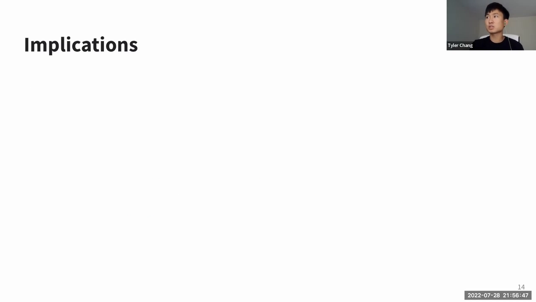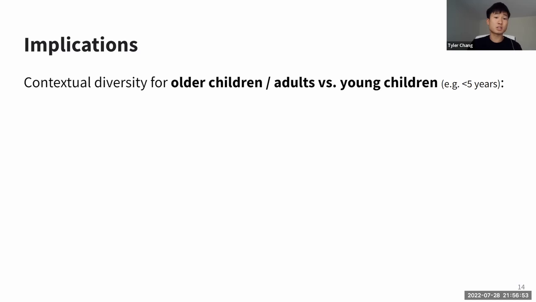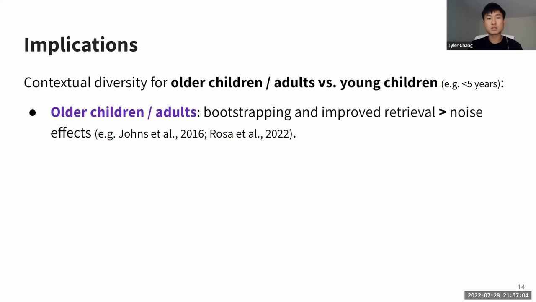And this has implications for contextual diversity across age ranges. So contextual diversity appears to differ for older children and adults, and young children. In this case, we're looking at words that are acquired generally before 5 years old. So in older children and adults, there's pretty consistent effects that seem to show that contextual diversity improves word learning. And it's hypothesized that this is due to bootstrapping, so a better ability to infer a word's meaning based on context because you know all of these other known words, and contextually diverse words will have more constraints placed on their meanings and will have a better understood meaning because you see them in a wide variety of contexts.